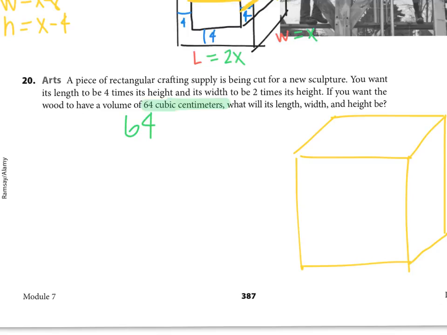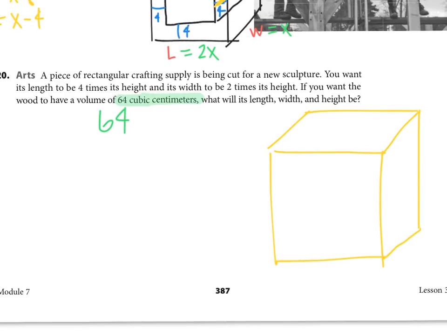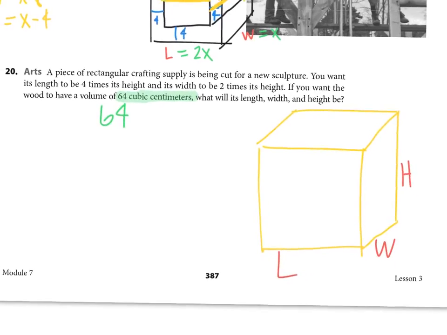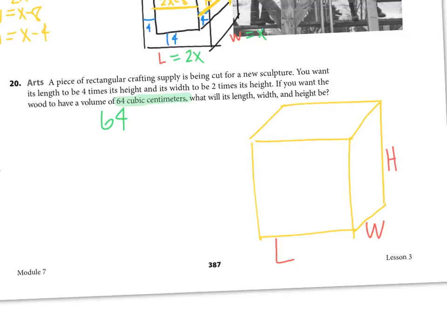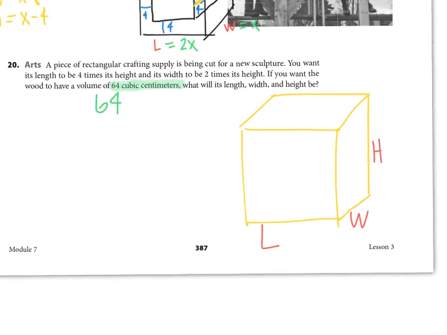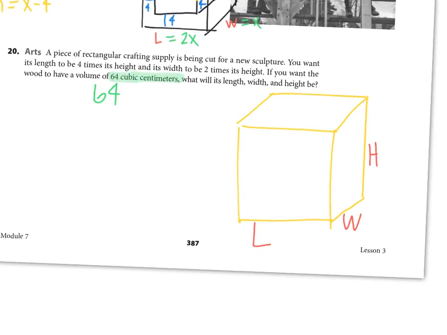What did they tell us? I'm going to label our length, our width, and our height here. What did they tell us about our length? 4 times the height. So my length is 4h, and our width was what? 2 times the height, and then our height was just h.